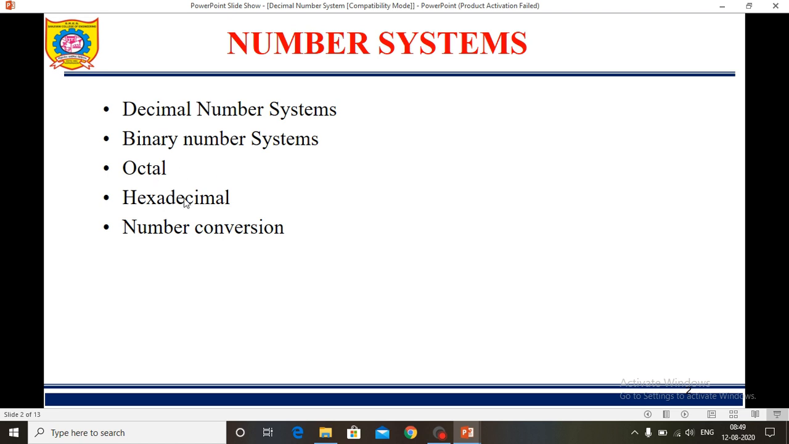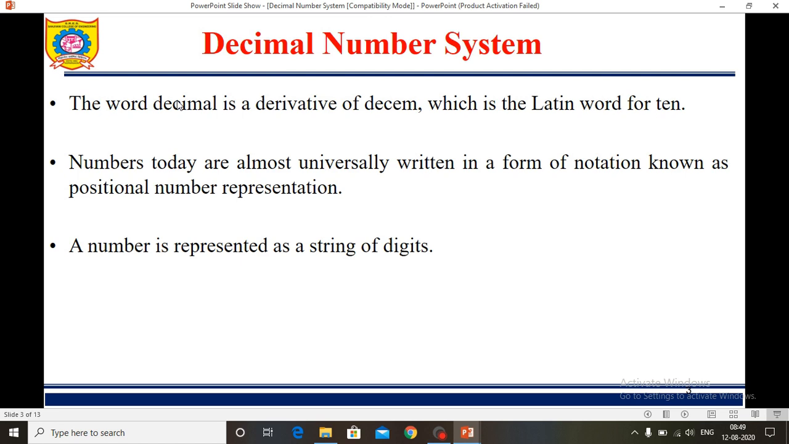In this lecture we are going to cover only the decimal part, and in the next lecture we are going to see all these conversions. So let's start with the very first number system, that is the decimal number system. This is a bit of an introductory part, but it is required in order to get you acquainted with what a decimal number system actually is.